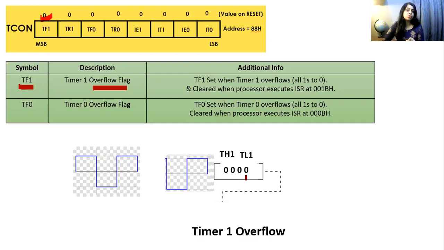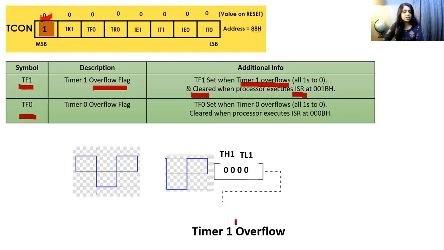This situation is known as timer overflow. So whenever timer 1 overflows, that means all ones become zeros, at that time the TF1 flag will be set to 1. Now who makes this flag 0? It is cleared, that means it will be reset when the processor executes the interrupt service routine. When the processor executes the interrupt service routine, this flag becomes 0. The same is the function for TF0, a similar function.